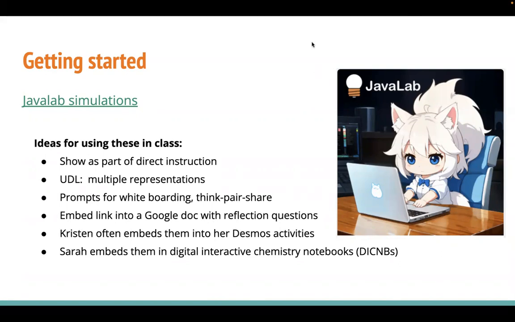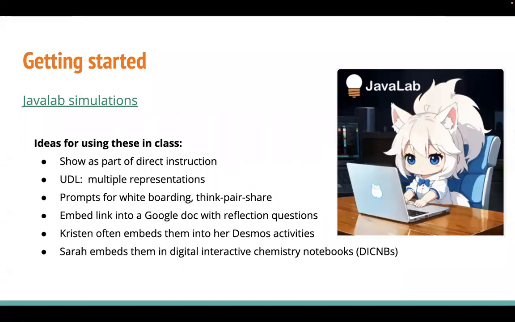Crazy. All right. So about a year ago, Sarah and I happened to be talking chemistry as one does. And I mentioned Javalab, and she's like, oh yeah, I use Javalab. And then we came up with this idea of presenting Javalab simulations to NEACT. So here we are.